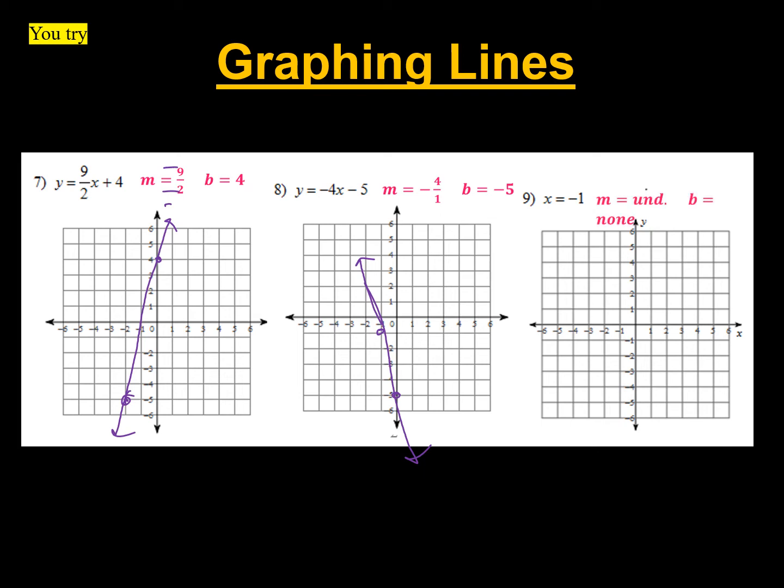Okay, and number 9, remember x equals -1. The slope is undefined and there is no y-intercept. So on the x-axis at -1, it's just that line straight up and down. So the intercept is an x-intercept.